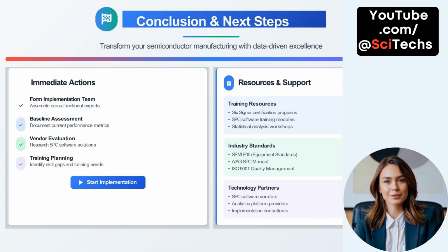Conclusion and next steps. To launch a successful SPC and analytics transformation, immediate actions must be taken. First, form an implementation team composed of cross-functional experts. This ensures that both technical and operational perspectives are represented from the start. Next, perform a baseline assessment by documenting current performance metrics. This will be critical for measuring improvement.